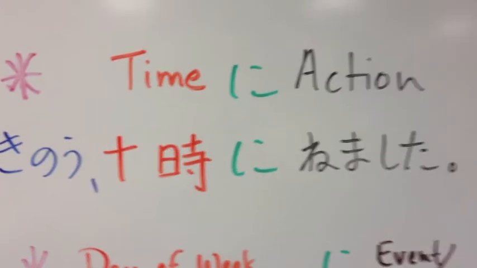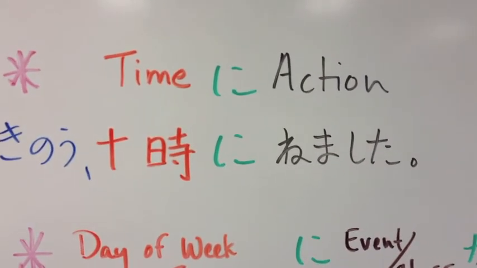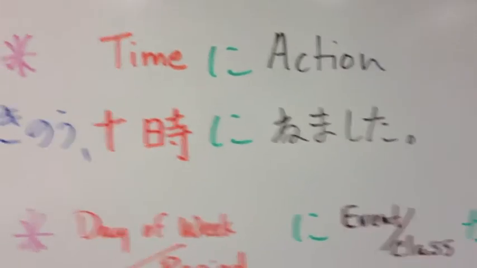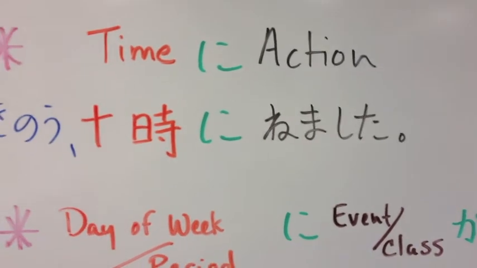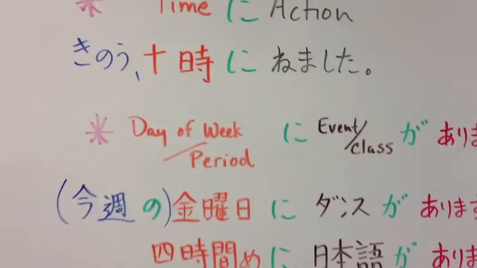Now, this leads us to the basic pattern of time, particle ni, action, right? What time you do something. And you could use a different verb, not nemasu, but tabemasu or nomimasu, and you could still mark the time with ni. Ladies and gentlemen, the particle ni.